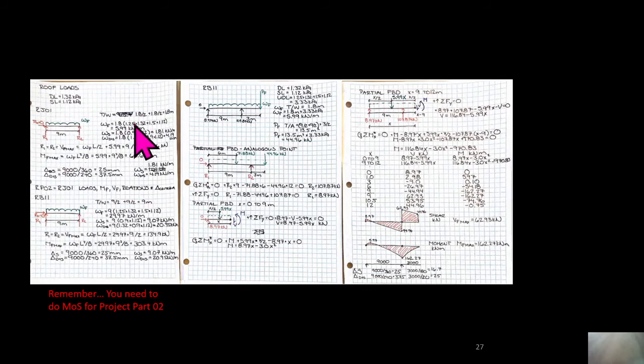We've already figured out that our dead load on the roof is 1.32 kPa and our snow load is 1.12 kPa. We can multiply our tributary width by the factored version of that, so factored dead and factored snow, and we get 5.99 kilonewtons per meter. So every meter of length of this beam has 5.99 kilonewtons acting on it, and it's 9 meters long.